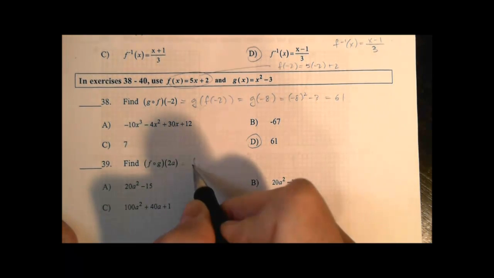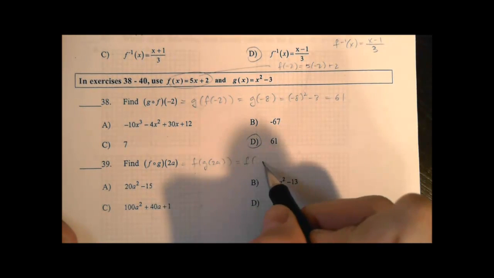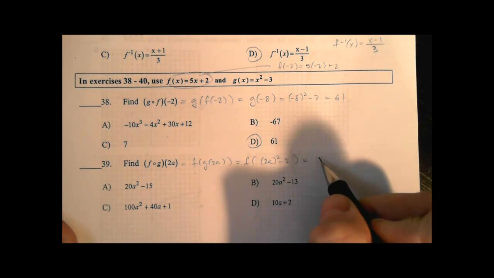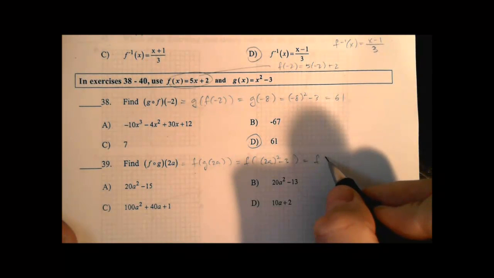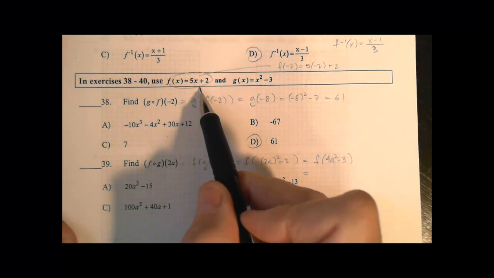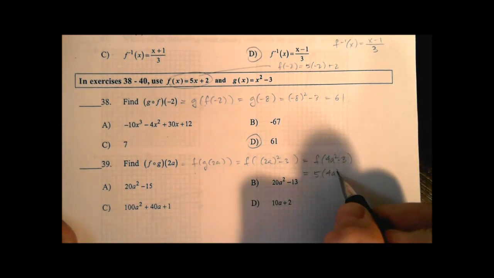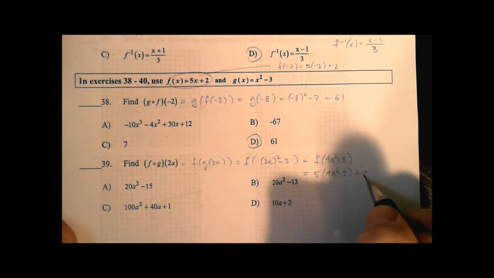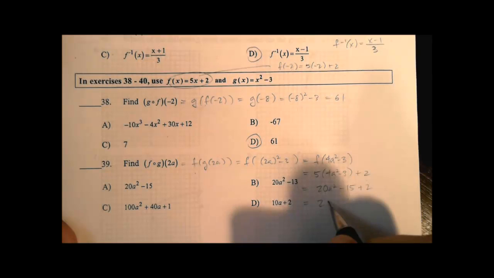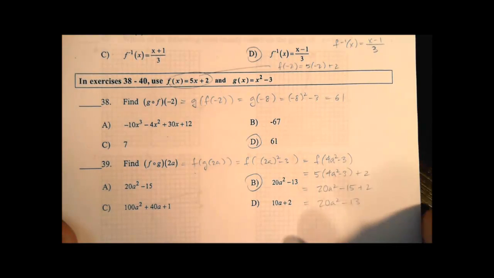F of g of 2a. First thing is write down f of g of 2a. And now g says we're going to take our input and square it, and then subtract 3. So we're left with f of 4a squared minus 3. And f is going to take our input, multiply by 5, and then add 2. So we have 5 times our input plus 2. So we get 20a squared minus 15 plus 2, or 20a squared minus 13. So B would be our answer.